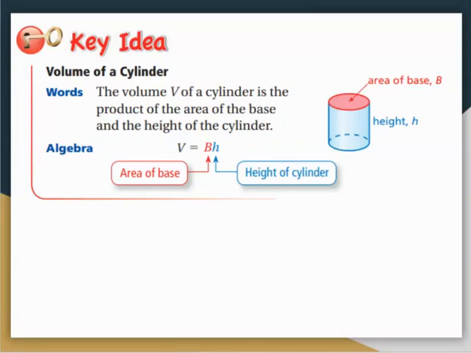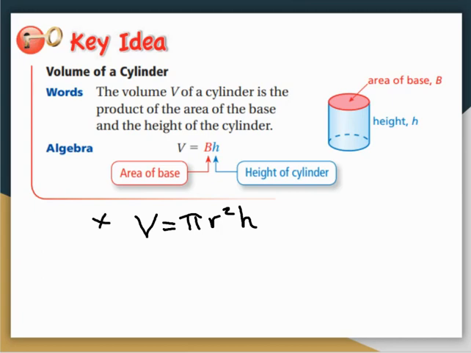Okay, so today we're going to talk about the volume of a cylinder. This whole chapter is going to be about volume. So in this it says that the volume of a cylinder is the base area times the height. And because it's a circle, the base area is going to be the area of a circle. So actually it would be volume equals area of a circle, pi r squared, times the height.